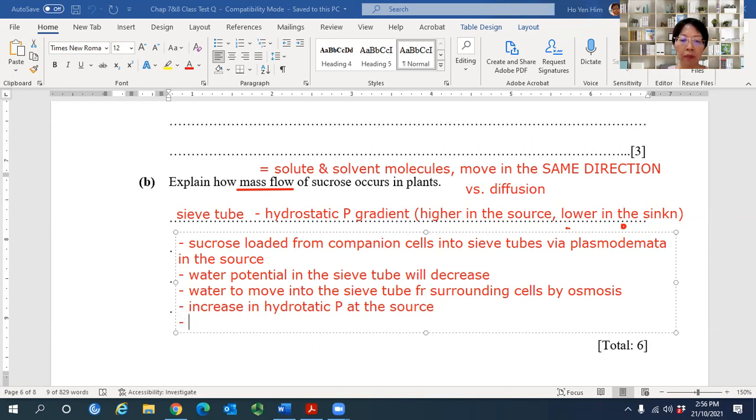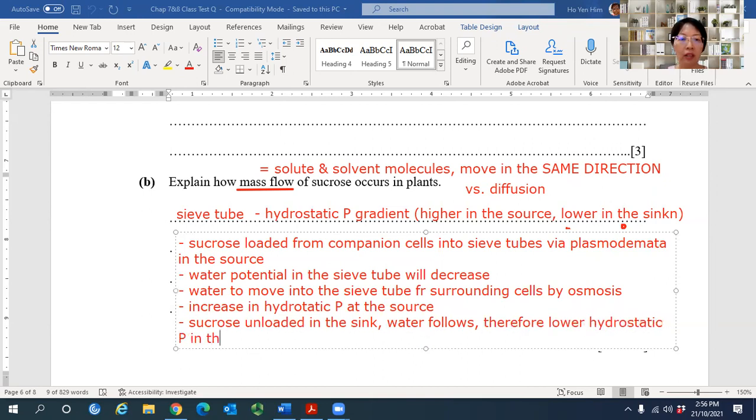Of course, you can talk about sucrose unloaded in the sink, right? Water follows. So therefore, lower hydrostatic pressure in the sink. So this explains why the source has high hydrostatic pressure and the sink has lower hydrostatic pressure, so overall there's a hydrostatic pressure gradient. So that's what the question is asking for.